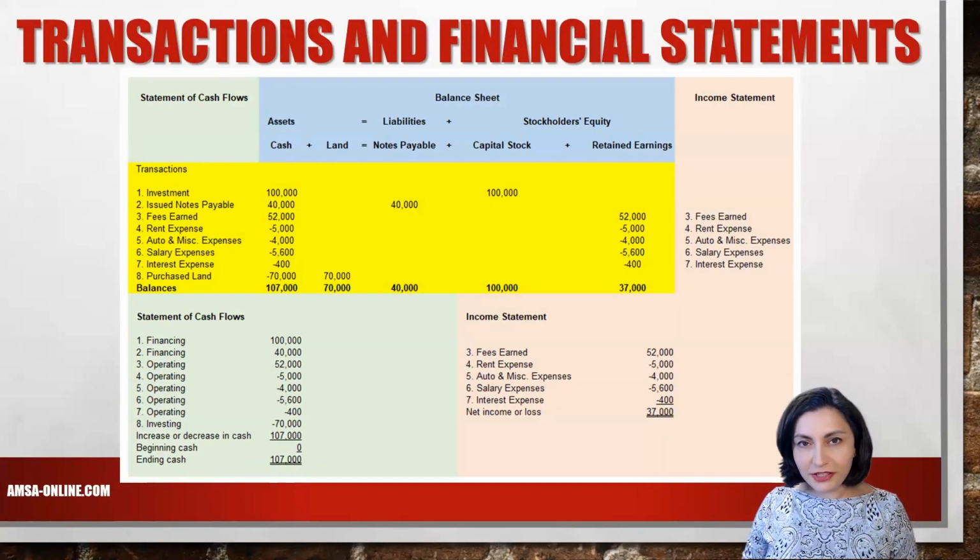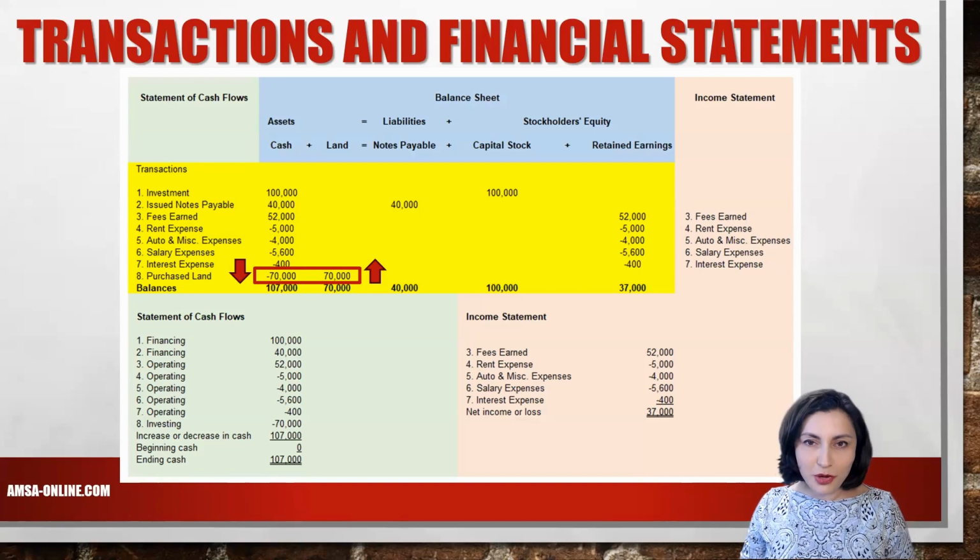Cash flows from investing activities are the cash flows from purchase and disposal of investments and long-lived assets. Therefore, this transaction decreases cash from investing activities by $70,000 under the Statement of Cash Flows column. Under the Balance Sheet column, cash is decreased by $70,000 and land, which is also an asset account, is increased by the same amount. Note that since both cash and land are asset accounts, total assets amount doesn't change.